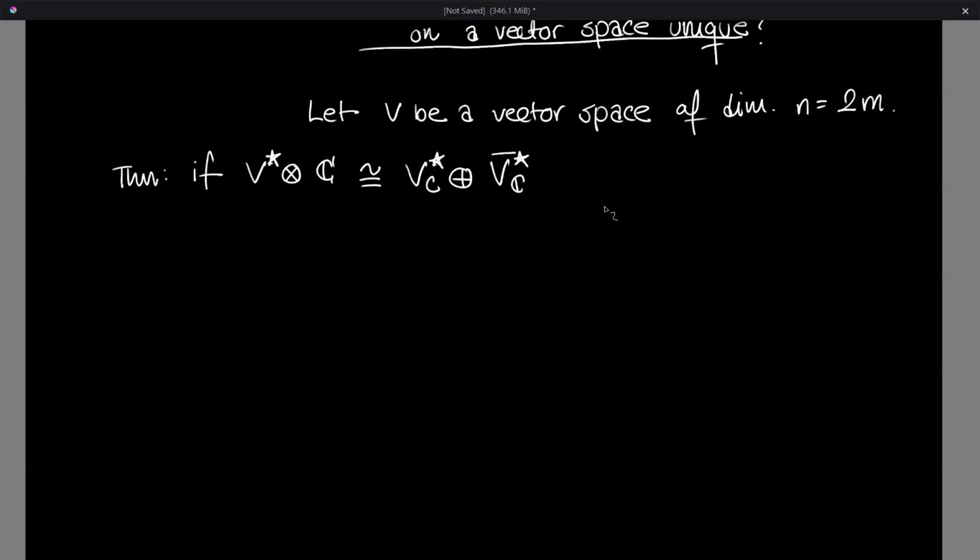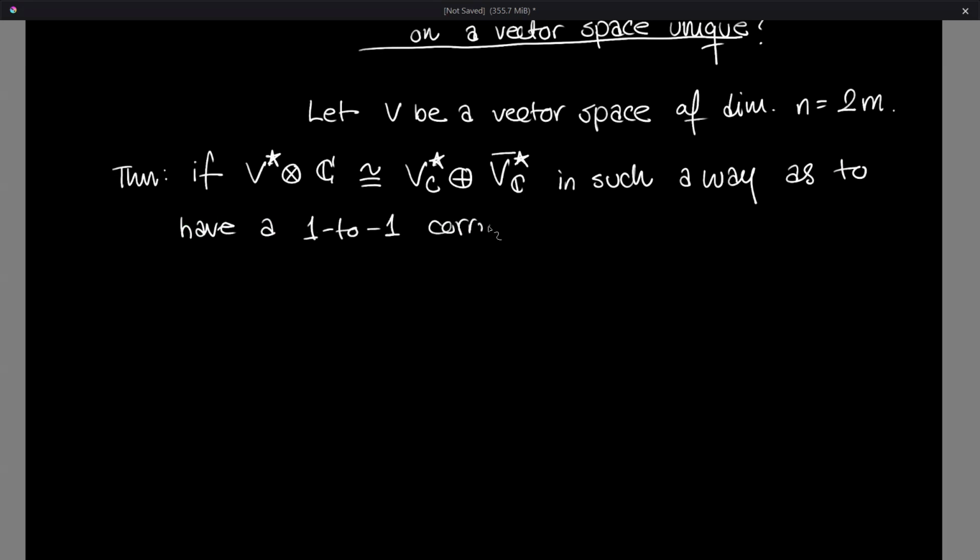So what are they saying? In such a way as to have a one-to-one correspondence, which is complex conjugation. So why did they say it that way?